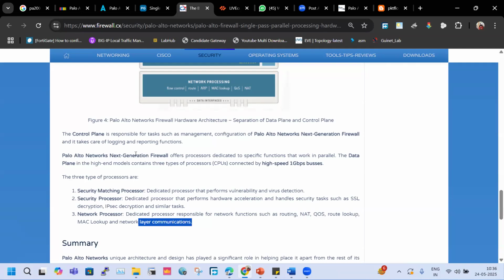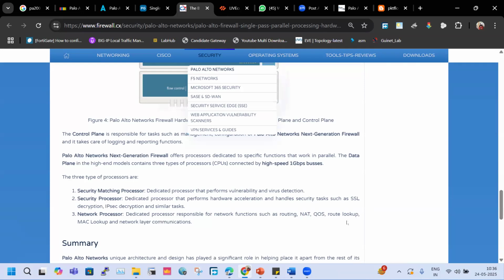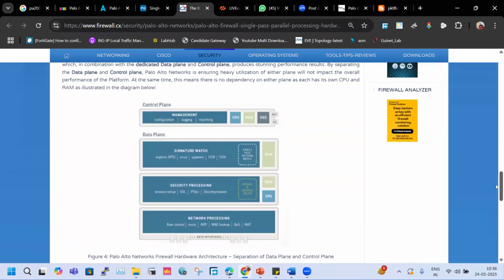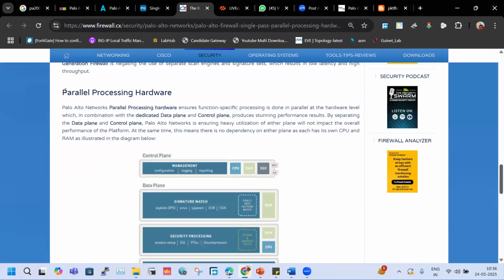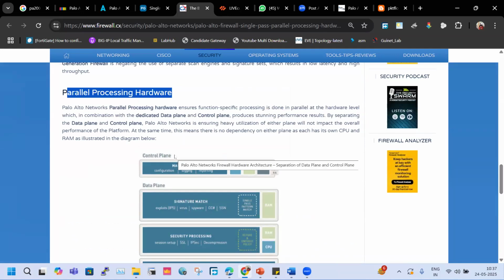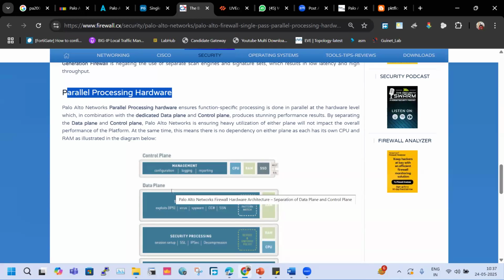In case of your Palo Alto Networks hardware, here we are discussing our hardware architecture, right? Parallel processing hardware. Our Palo Alto hardware is divided into two planes. First is your control plane, and second is your data plane. What is the use of these planes? The control plane manages all your management traffic, and your data plane manages all your actual data traffic that flows from your user to the destination.